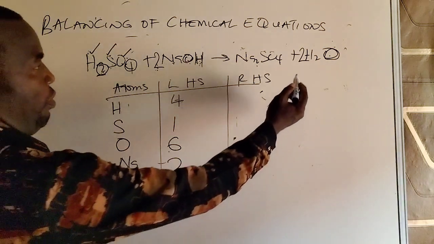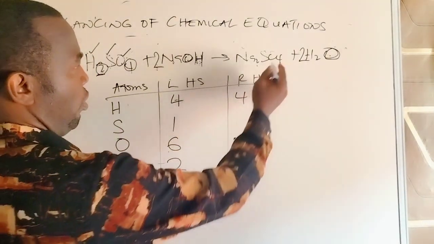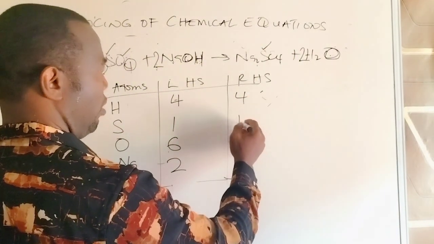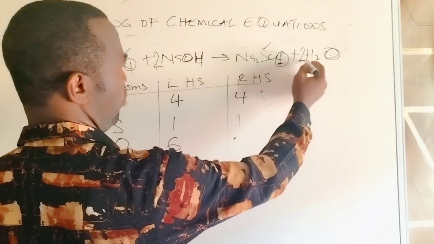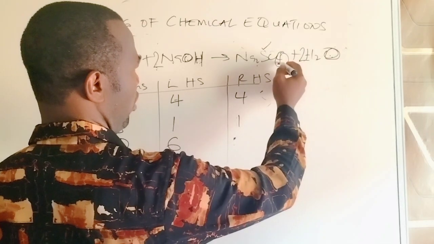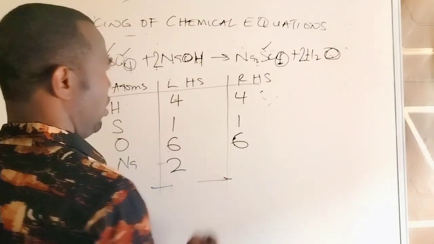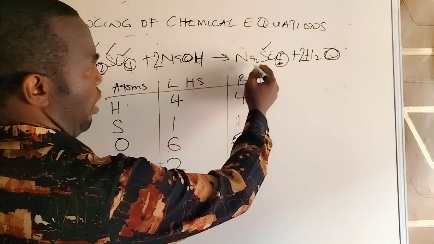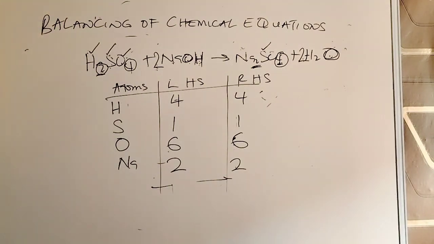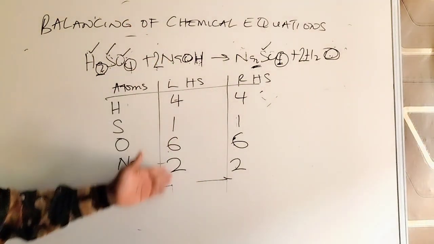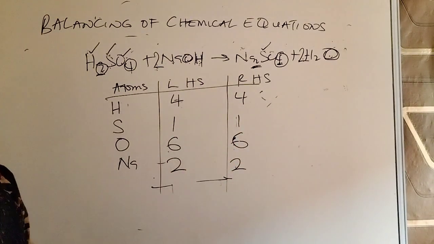Hydrogen, there's 2 in front. 2 times this 2 gives you 4. For sulfur, there's only 1 sulfur there. For oxygen, there is 4 of oxygen here. Then 2 times 1, 2. 4. 2 times 1, 2. So 4 plus 2 gives you 6. Then for sodium, there are 2 atoms of sodium here. We have 2 here. So you see that in this case now, the atoms are all equal. 4, 4, 1, 1, 6, 6, 2, 2. So it's a balanced equation.